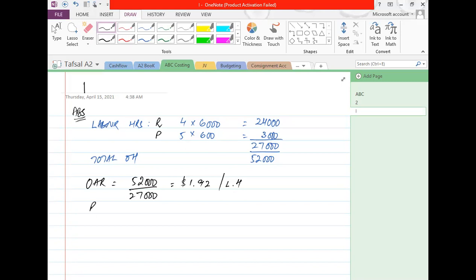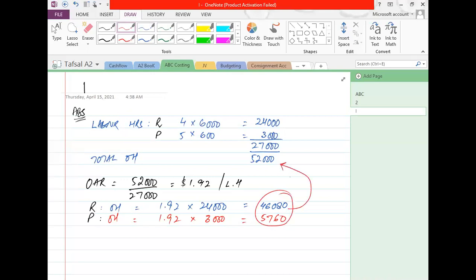If I need to calculate for Rexine, overheads: 1.92 into 24,000, and Premier overheads: 1.92 into 3,000. Calculators. 4680, and if you take the sum, it will equal to 52. Is it agreed?